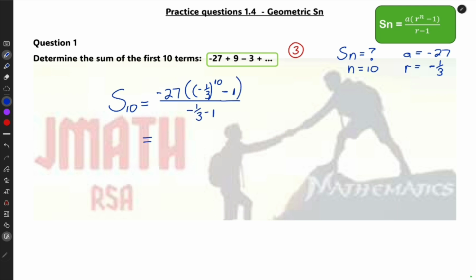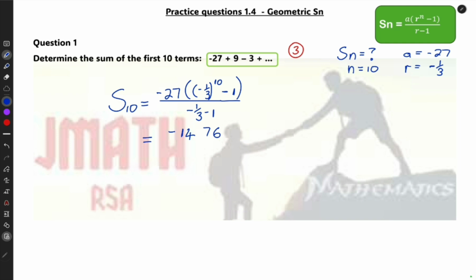I can then just put that on my calculator. This is not a very nice answer, so geometric sequences can sometimes give you massive numbers, or it can give you massive fractions. That's fine. Don't think that something went wrong. In grade 12, that rule of if it looks like a weird number, it's wrong, that rule doesn't count anymore.